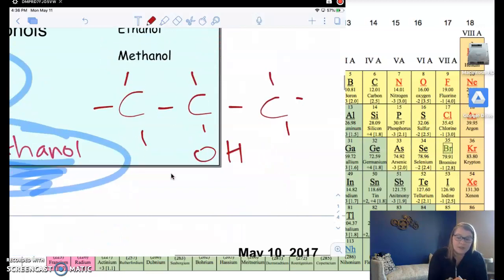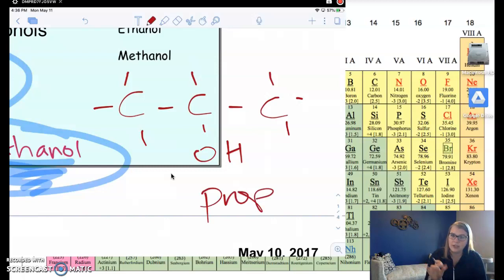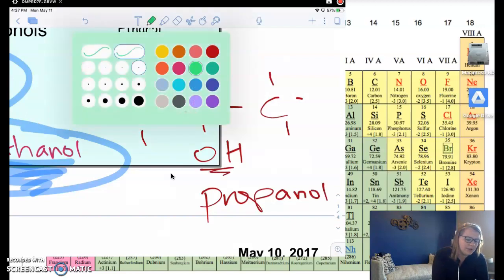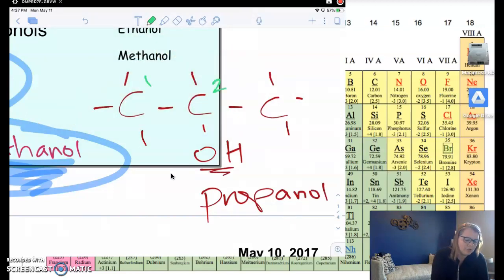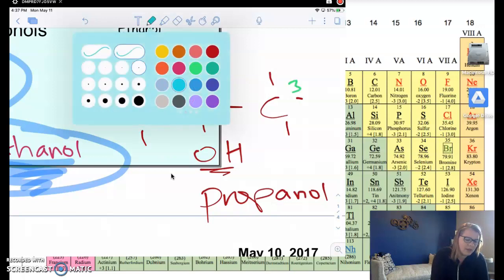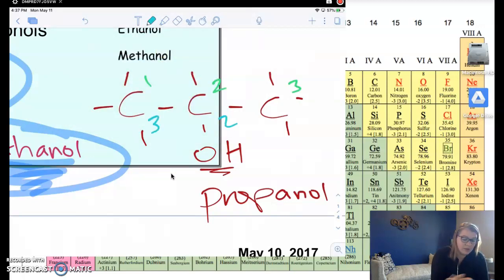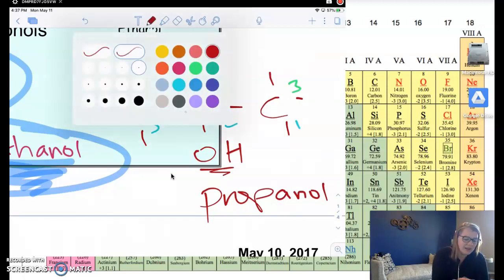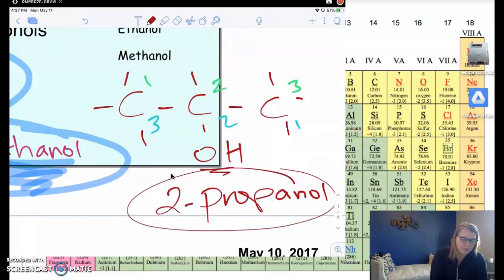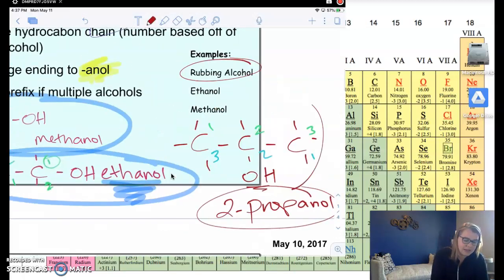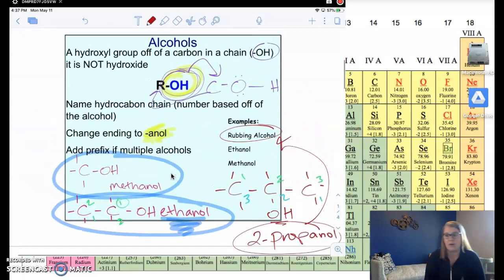So if you were to name this, you would start off with prop, right? Because there's 3 carbons in the chain. You would say anol, because you see this OH hanging off of it. And then when you did your numbering, you'd go 1, 2, 3. And then if you go the other way, 1, 2, 3. Notice either way it's on the 2. So the final name of this would be 2-propanol. So that is like the fancy name for rubbing alcohol.